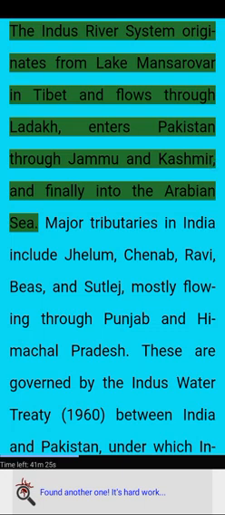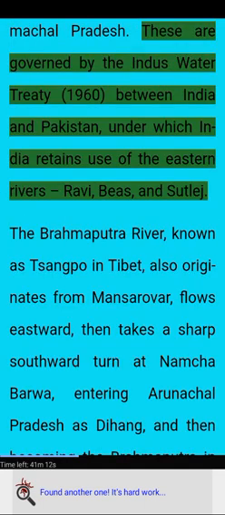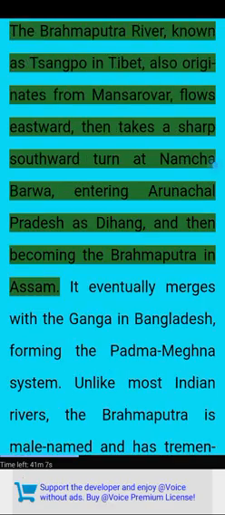The Indus River system originates from Lake Mansarovar in Tibet and flows through Ladakh, enters Pakistan through Jammu and Kashmir, and finally into the Arabian Sea. Major tributaries in India include Jhelum, Chenab, Ravi, Beas, and Sutlej, mostly flowing through Punjab and Himachal Pradesh. These are governed by the Indus Water Treaty 1960 between India and Pakistan, under which India retains use of the eastern rivers, Ravi, Beas, and Sutlej.